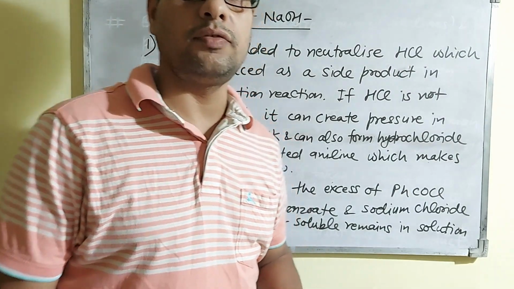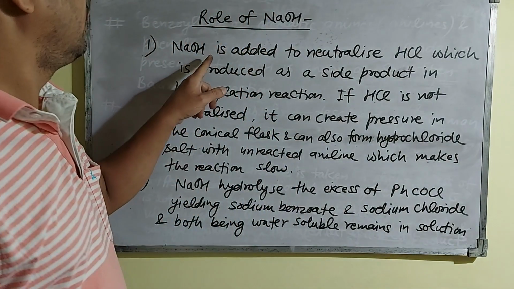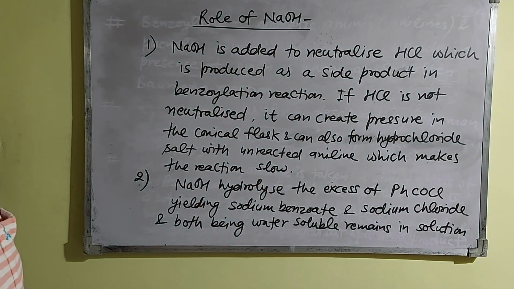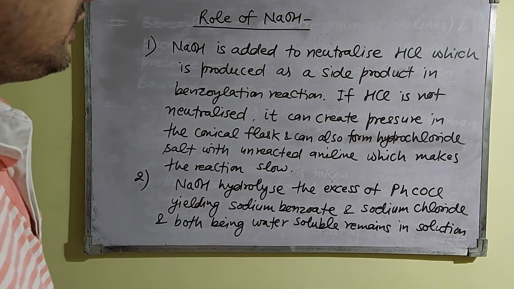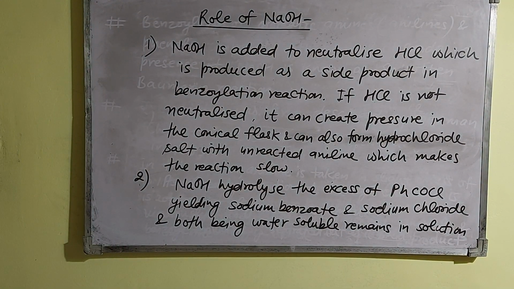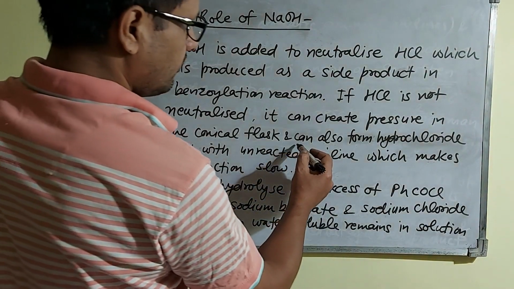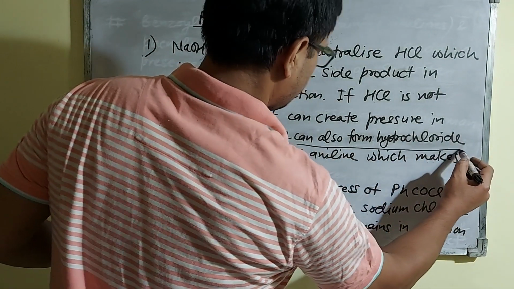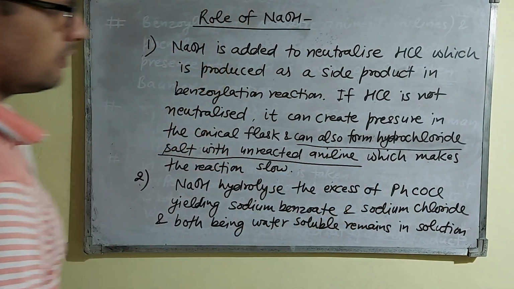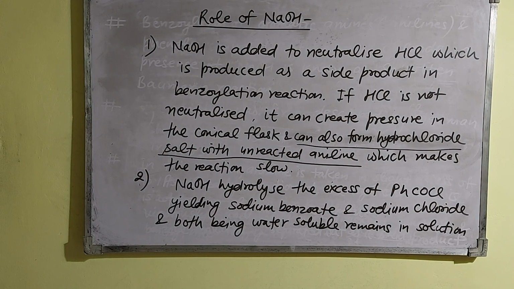Now, what is the role of NaOH in this reaction? NaOH is basically added to neutralize HCl, which is produced as a side product in the benzylation reaction. If HCl is not neutralized, it can create loss of pressure in the conical flask, and simultaneously it can form hydrochloride salt with your unreacted aniline, which can make reactions slower.